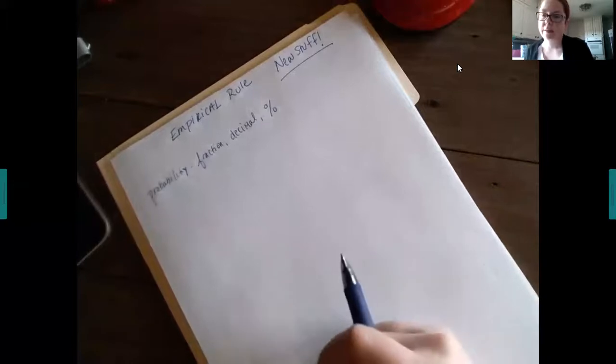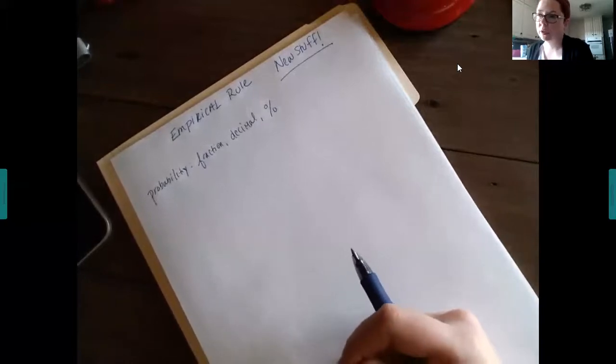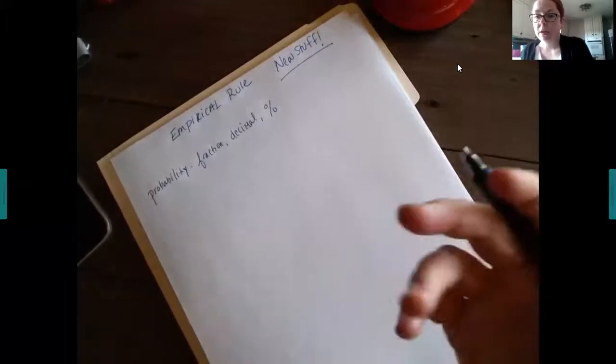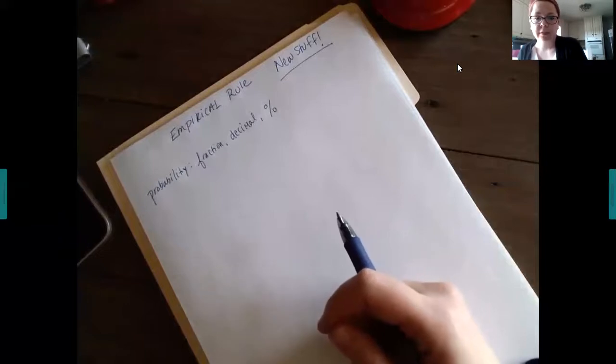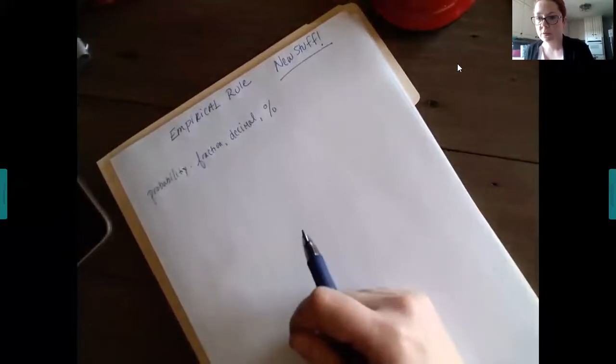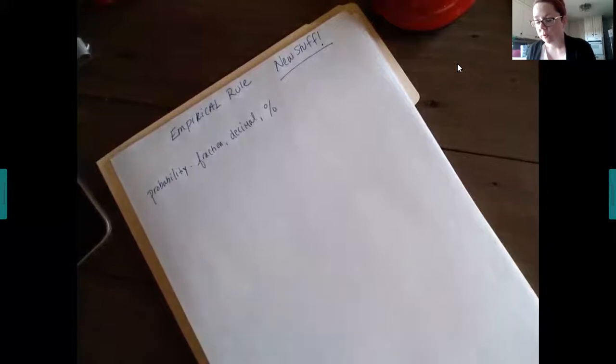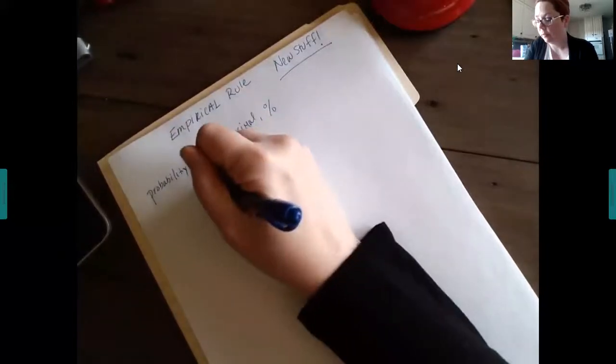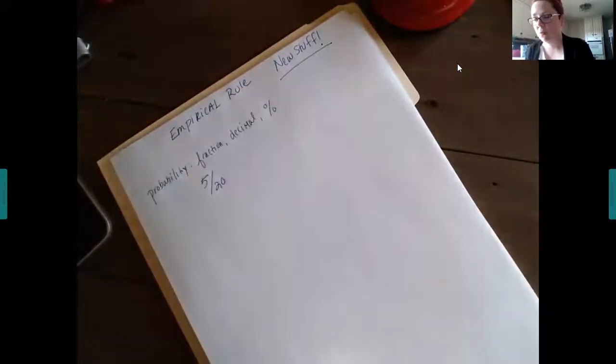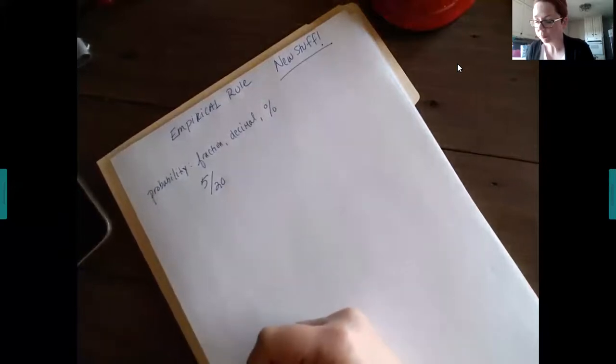So let's say that there's 20 of you watching, and 5 of you are watching this while sitting on the toilet going to the bathroom. So that's a probability that 5 out of 20 of you are watching this while doing your business. Okay, so that's the fraction form.